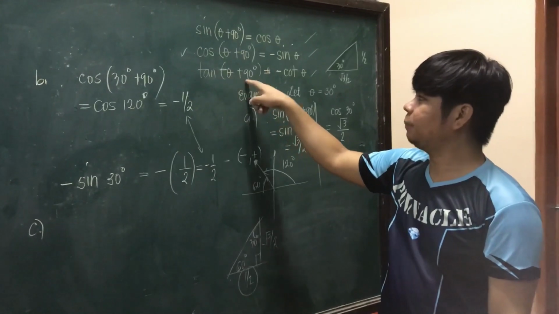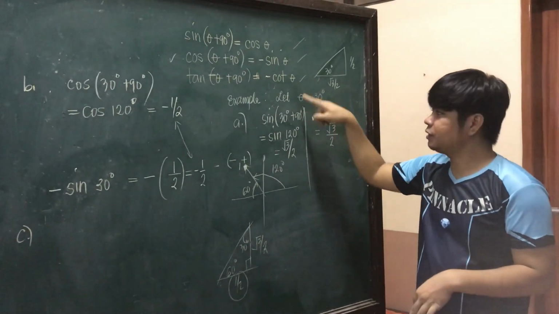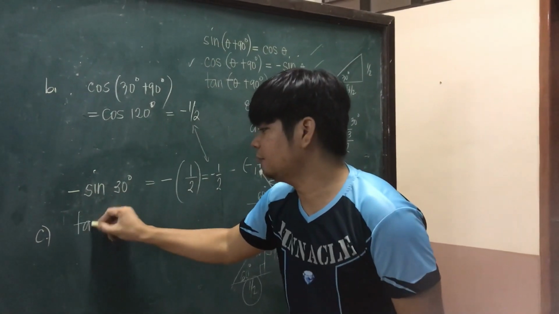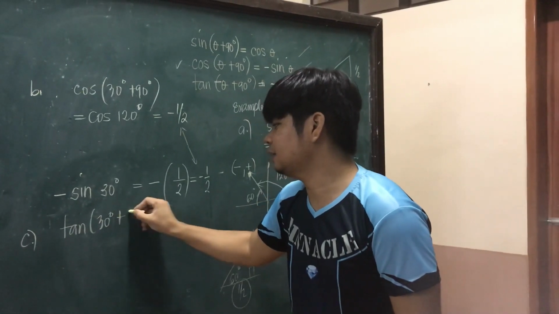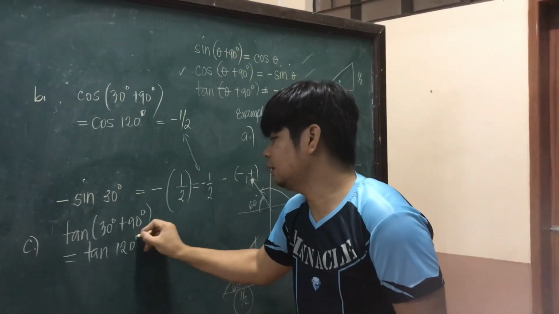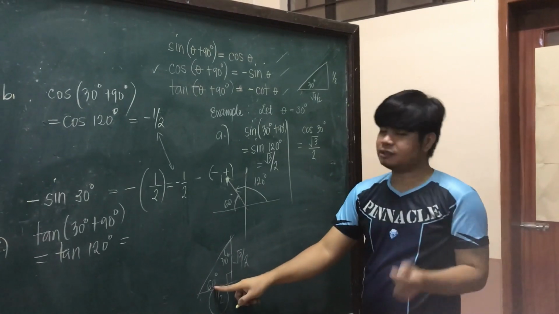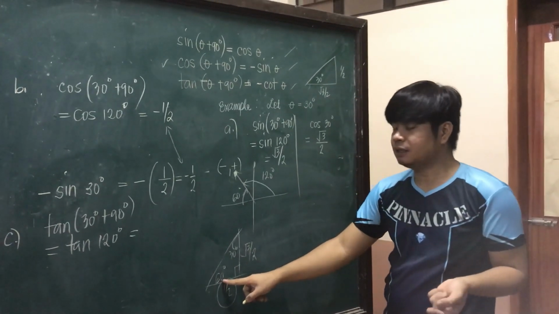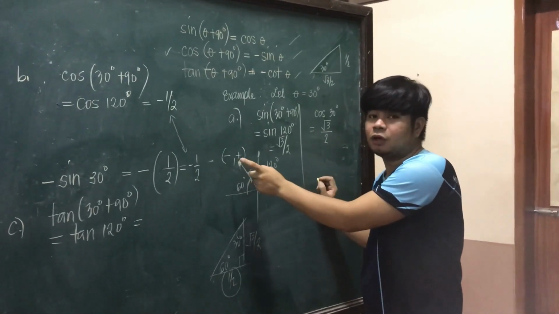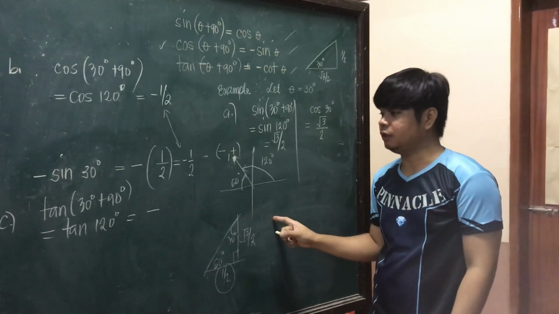So for tangent of theta plus 90 degrees is equal to negative cotangent theta, we still use theta equal to 30 degrees. So we substitute. We have tangent of 30 degrees plus 90 degrees, which is tangent 120 degrees. The reference angle is 60 degrees, and tangent is opposite over adjacent. Since 120 degrees is found in quadrant 2, we expect a negative value for tangent 120 degrees.